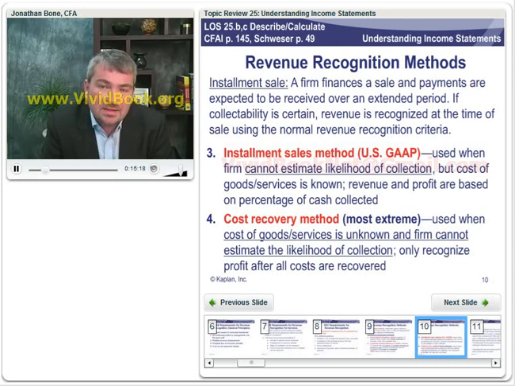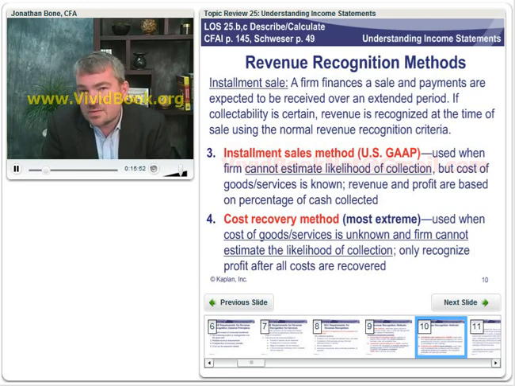So let's look at the installment sales method first, used under US GAAP. It's used when the firm cannot estimate the likelihood of collection. So you're not sure whether the customer will meet the cash flows or pay you when the installments are due. So notice you don't know whether they're going to pay you, but you do know overall the costs of goods and services that you've provided. So what we're going to do is we're going to bring in revenues in proportion to the cash we've received to date, and we're going to bring in costs in proportion as well to the cash we've received to date.